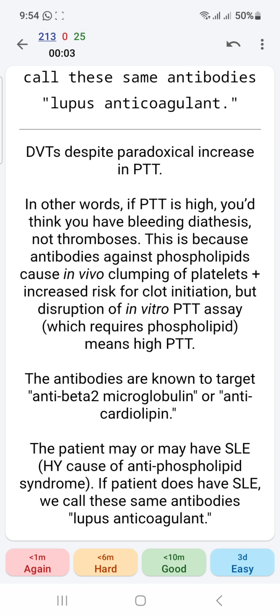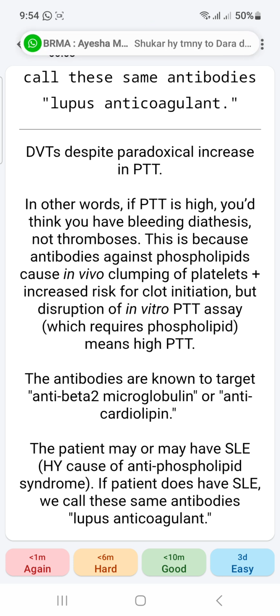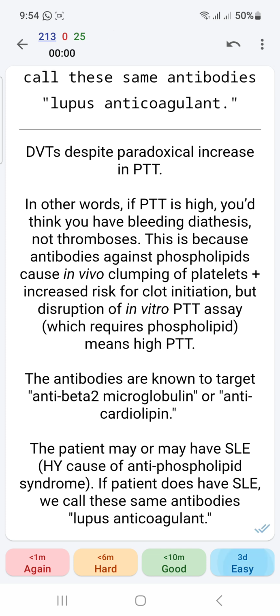The antibodies are known to target anti-beta-2 microglobulin or anti-cardiolipin. The patient may have SLE, high yield cause of antiphospholipid syndrome. If patient does have SLE, we call these same anticoagulant antibodies lupus anticoagulant.